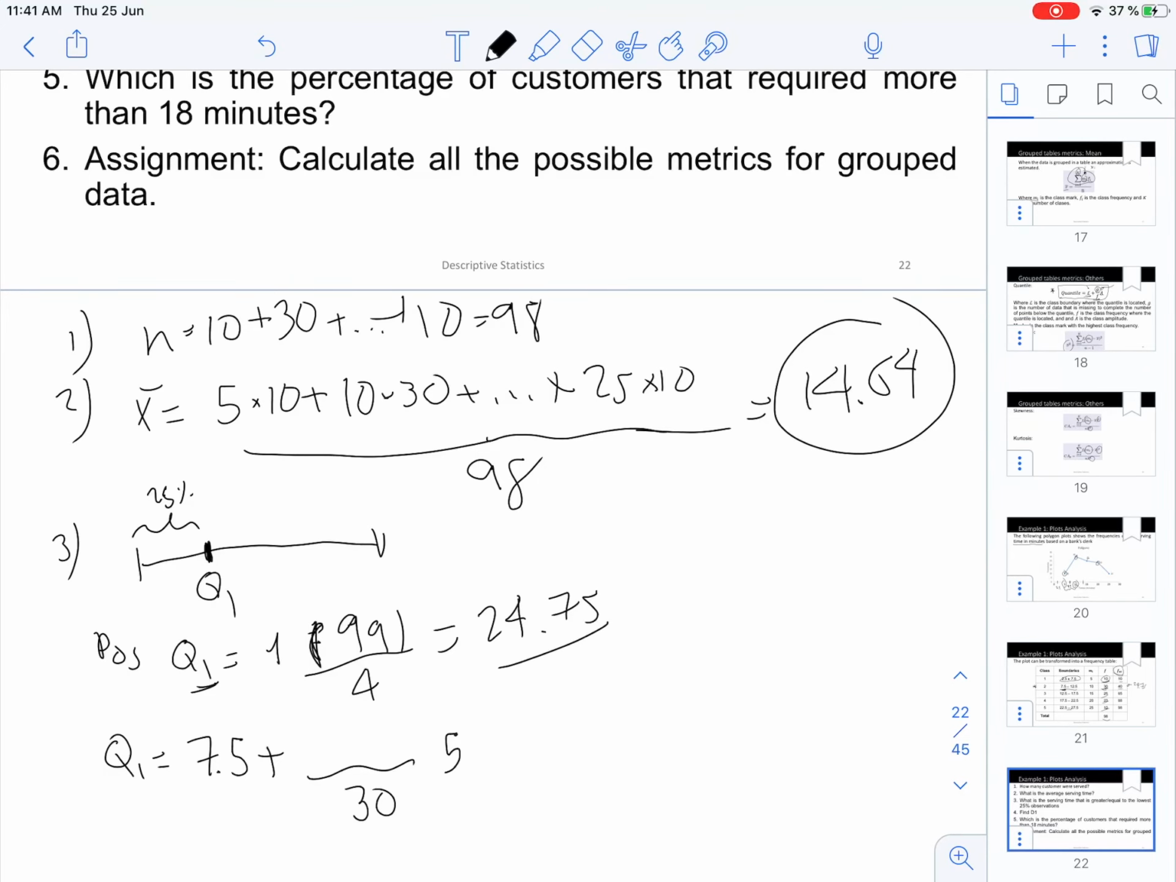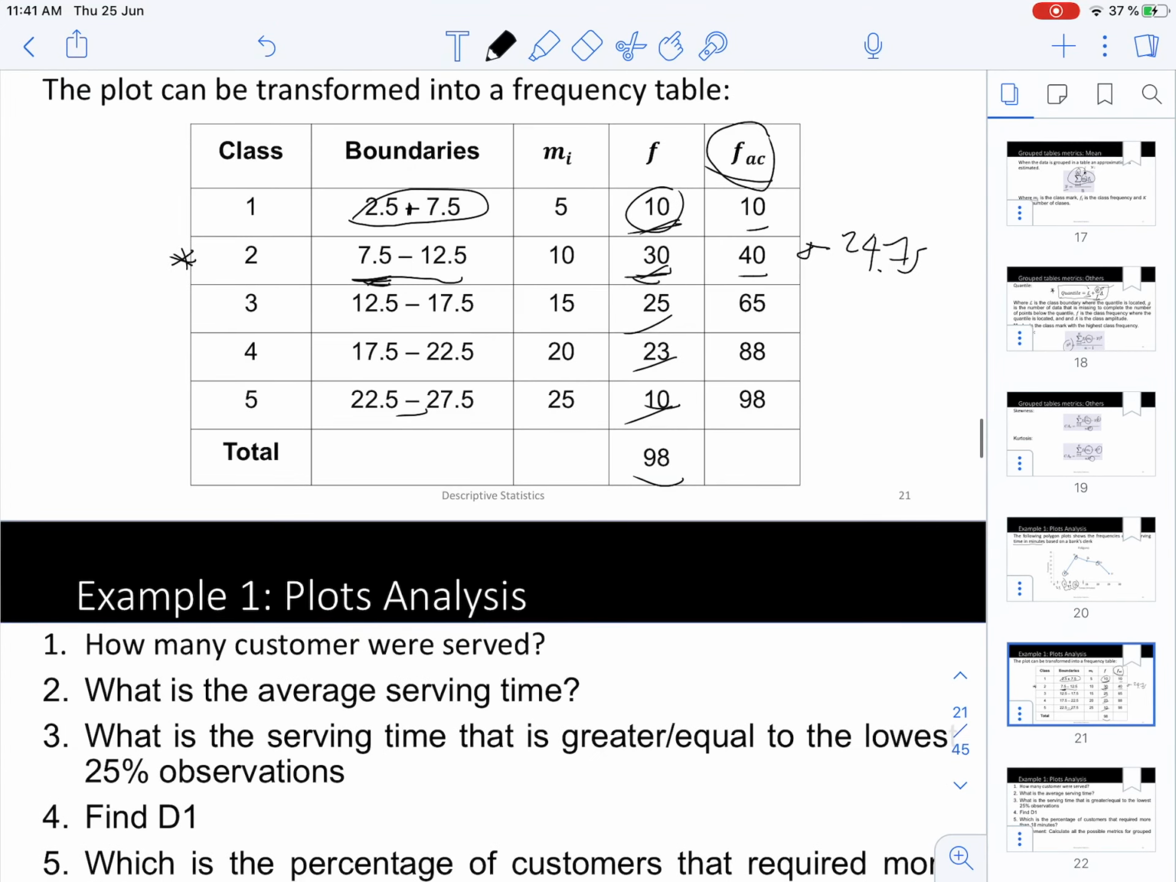24.75. That's the position that we found, 24.75. Now, how many positions are below 24.75 inside the second class? An easy way to find that is just the position minus the cumulative frequency of the previous class. We can denote it as i minus 1. That means that the number of observations below the quantile in the second class is going to be 24.75 minus 10. Minus 10, because that's the cumulative frequency of the previous class.